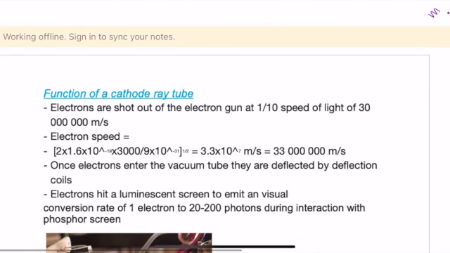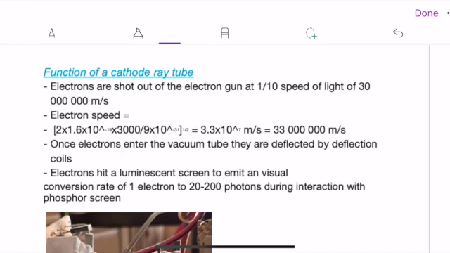Now that we have some backstory about a cathode ray tube, how does a cathode ray tube function? The electrons are shot out of the electron gun at an extremely high speed, averaging 30 million meters per second, which is equivalent to 1/10 the speed of light. The equation used is 2 times 1.6 times 10 to the negative 19 times 3,000 divided by 9 times 10 to the negative 31, all to the power of 1 over 2, which equals about 3.3 times 10 to the power of 7, or 33 million meters per second. This equation is essentially 2 times the elementary charge times 3,000 divided by the mass of the electron.